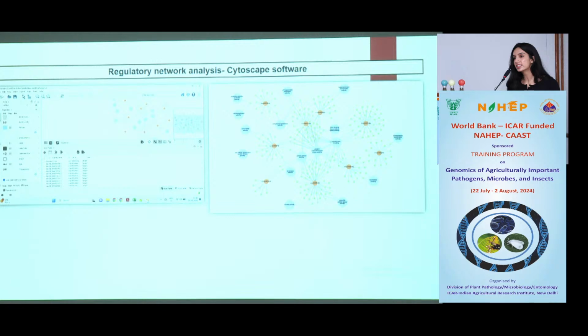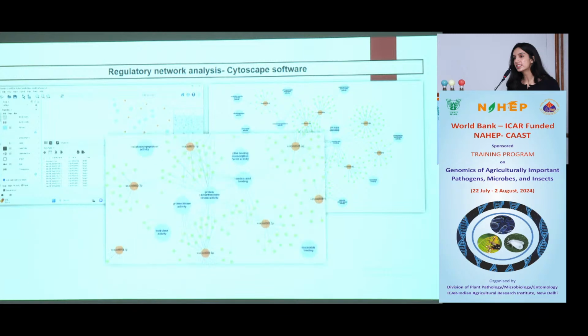So from this, we created a regulatory network for the microRNAs and the target genes, and we identified the main gene pathways and main gene functions which are being targeted by the microRNAs. Interestingly, in our case, most of the target genes were MAPK signaling genes, and many genes which are involved in signaling and resistance in the plant.